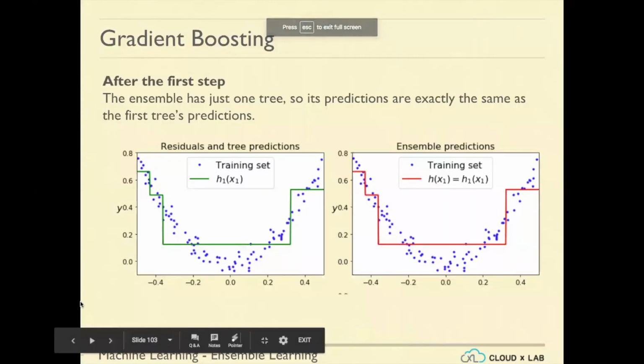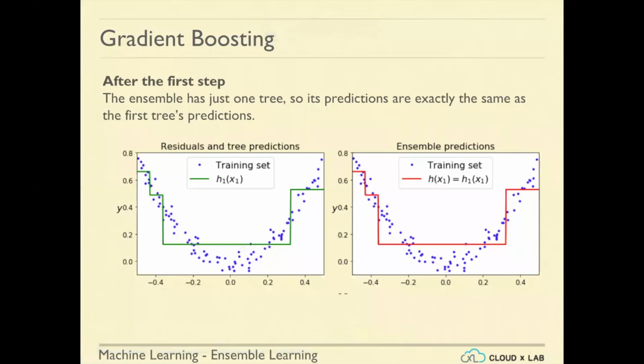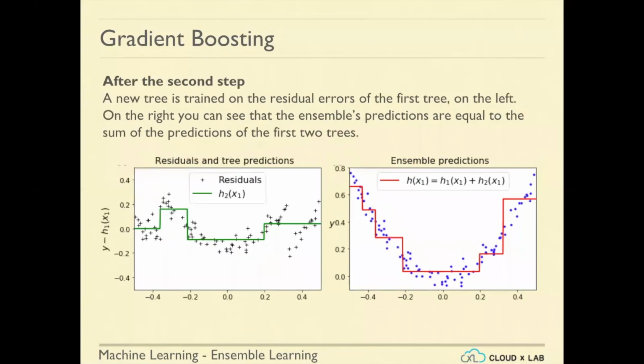Okay, so let's walk over these diagrams once. The ensemble has just one tree, so the predictions are exactly the same as the first tree's prediction. All right, now in the next step, the new tree is trained on the residual errors of the first tree on the left. So on the right, you can see that the ensemble's predictions are equal to the sum of the predictions of the first two trees.